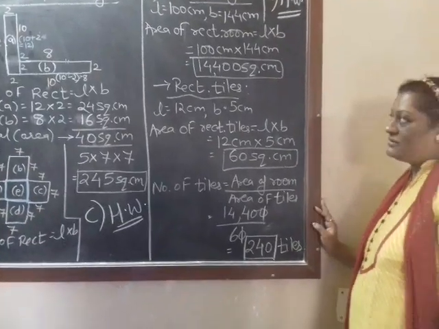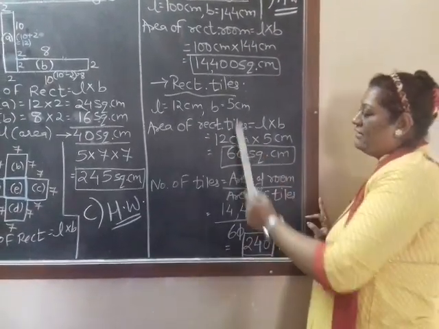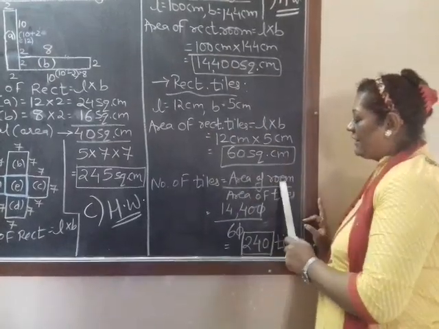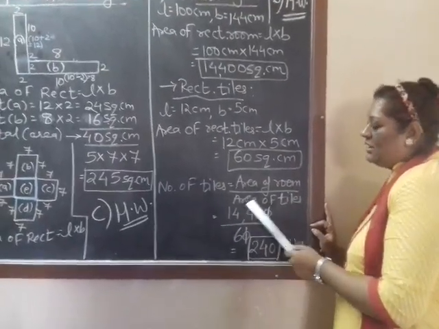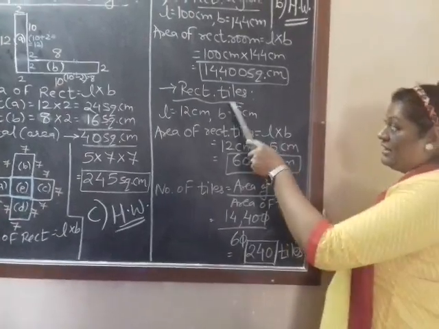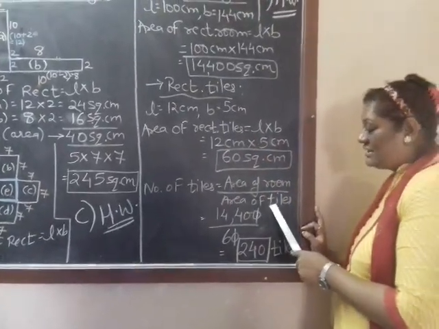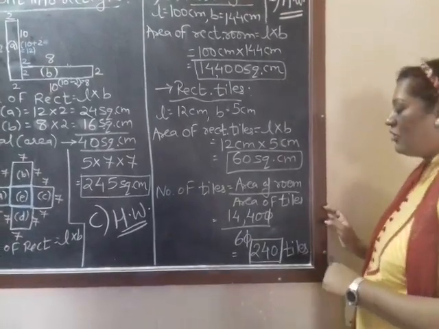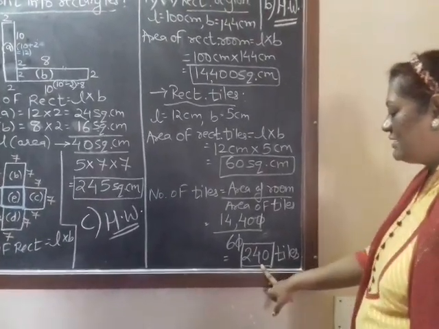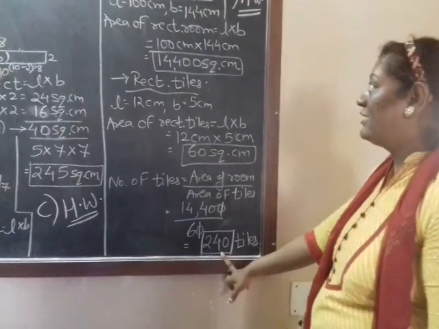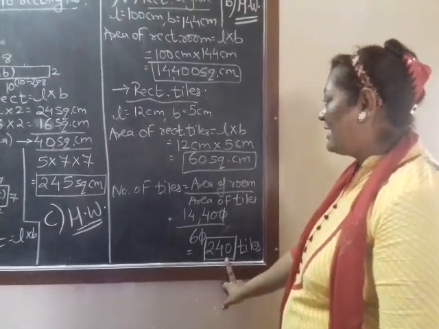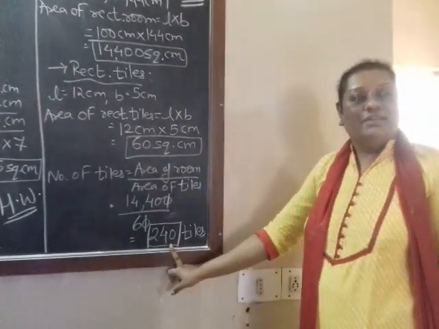How many number of tiles will be required? So, whichever area is bigger will go in the numerator. That is, the area of the rectangular region or room is bigger, so it will go in the numerator. The area of rectangular tiles is less than it, so it will go in the denominator. When you divide, the answer is how many tiles will be required to fix in the rectangular region? 240 tiles. I hope this is clear to you.